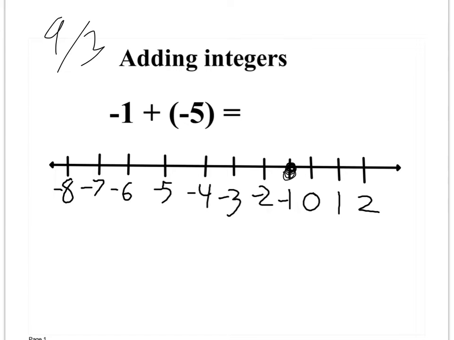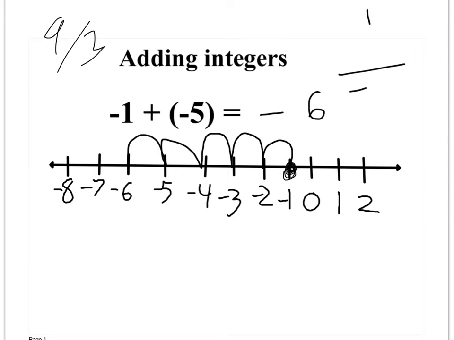So let's go 5 to the left. 1, 2, 3, 4, 5. My answer is -6. Because I've been doing it so long, this is how I do it. I see that they're both negative, so my answer has to be negative, and I add them. What is 1 plus 5? 6. Did I get the same answer you did? Yes.